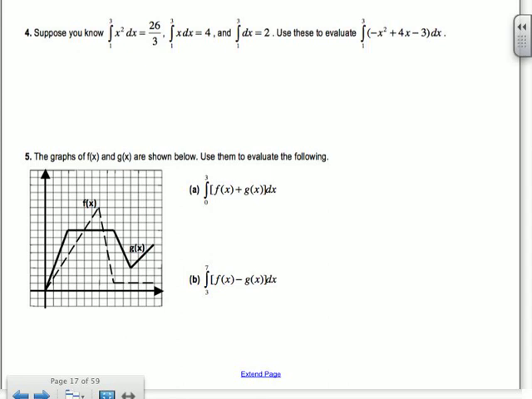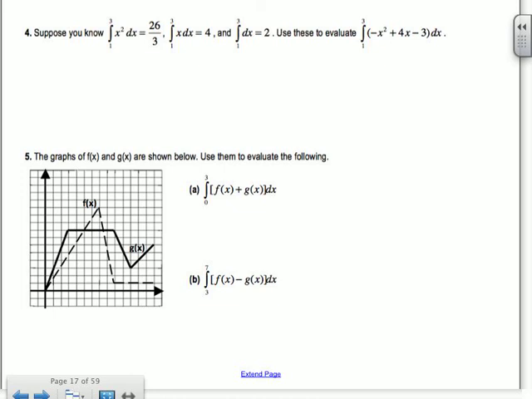Okay, so the AP test likes to do things like this, where they'll give you lots of different things. Obviously, they wouldn't look like x squared because you can actually do the shortcut method, but they'd say the function f of x integrated from 1 to 4 is equal to 18, and this one is something else, and you have to add them or whatever. Okay, so suppose you know the integral from 1 to 3 of x squared dx is 26 over 3. The integral from 1 to 3 of x dx is 4, and the integral from 1 to 3 of dx, so 1 dx, is 2. Use these to evaluate the sum.